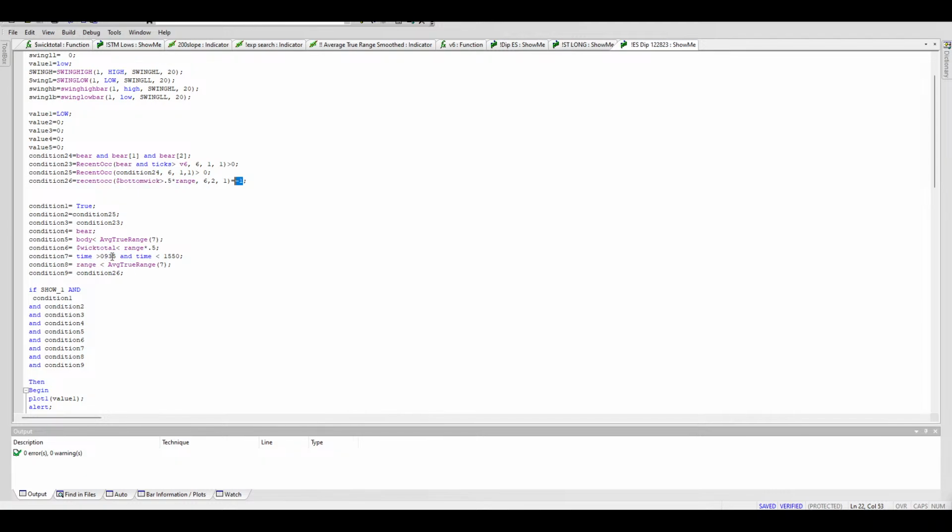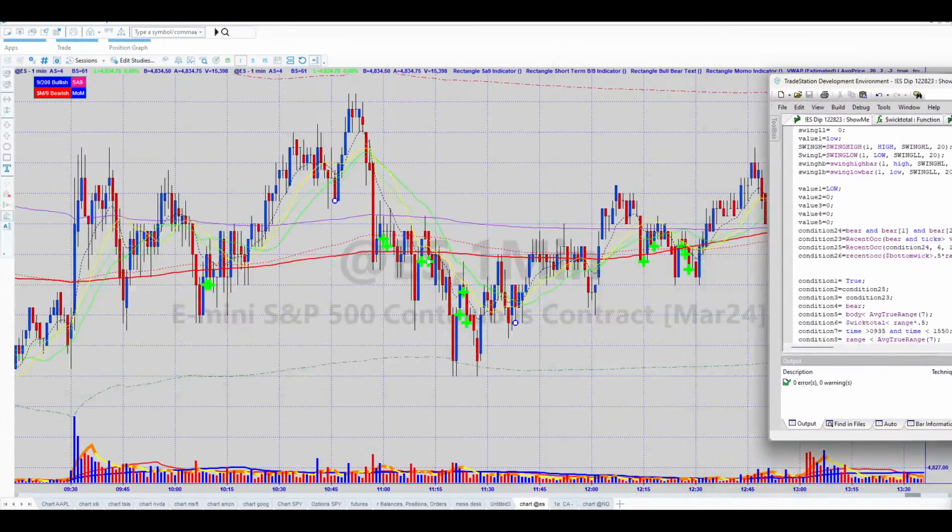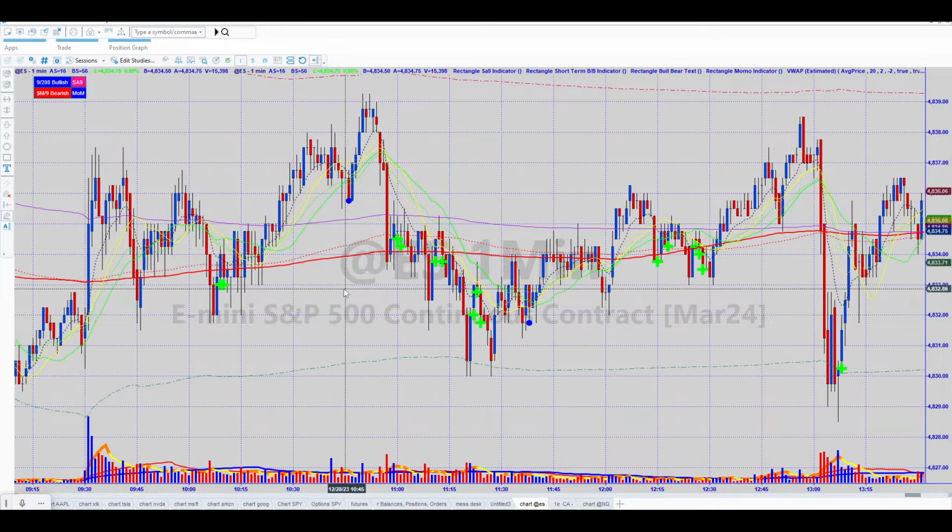And then what else? Obviously, the time conditions, so not the after hours stuff. And that the body of the candle had to be less than the average true range of 7 candles, right? So we don't want a really long candle. And even if it was really long, we don't want the body to be really big. All right. Okay, and so with all those, like I said, it created these blue dots.